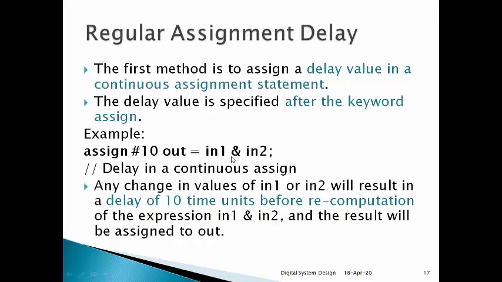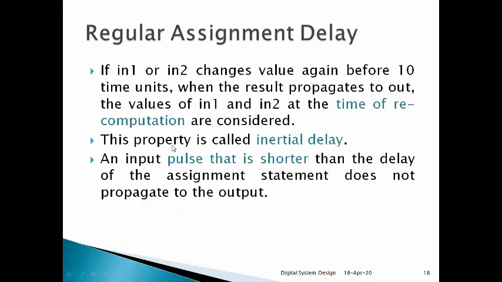When any one of the values of input 1 and input 2 is changed, the result will be updated to out after 10 time units delay. This property is also known as inertial delay. Now here an important concept is discussed: if the input pulse is shorter than the delay of the assignment statement, then this input change does not propagate to the output.